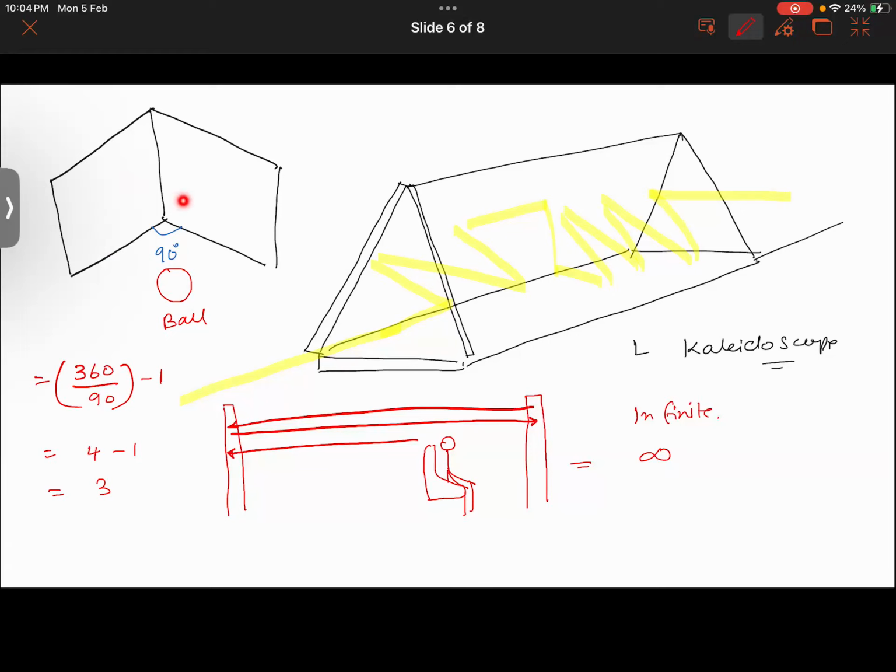So when you place two mirrors at an angle, multiple images will be formed, but it will depend upon the angle at which you have placed them.